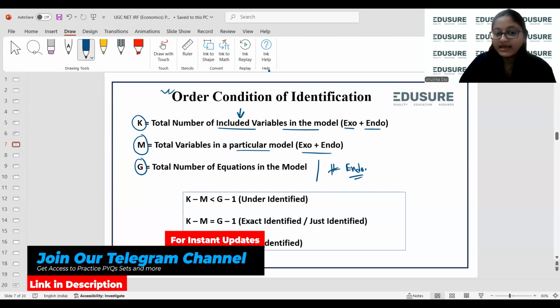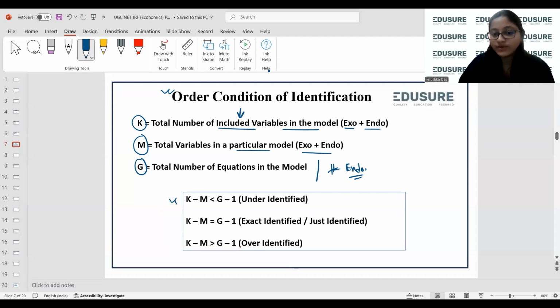Now, if you find K minus M is strictly less than G minus 1, then you will say the equation is under identified. If K minus M is exactly equal to G minus 1, you will say the equation is exactly identified or just identified. Exact and just are the same. And the third point is, if K minus M is strictly greater than G minus 1, you will say the equation is over identified, right?